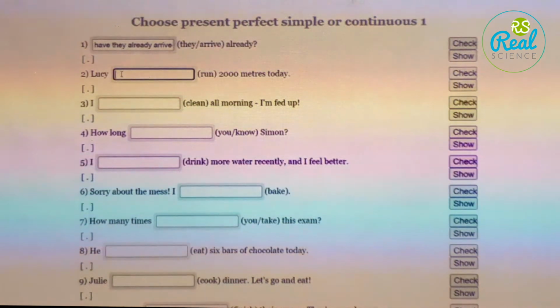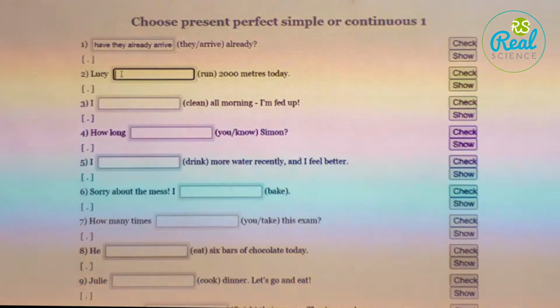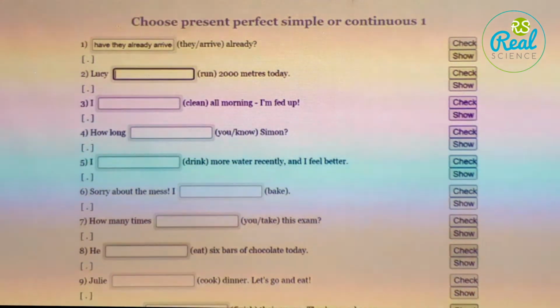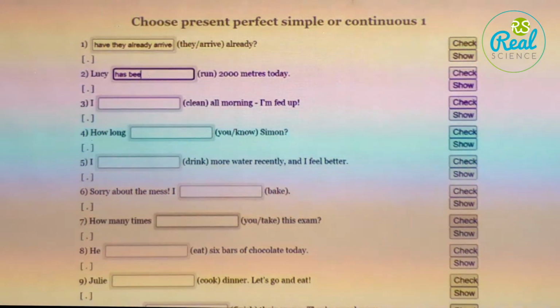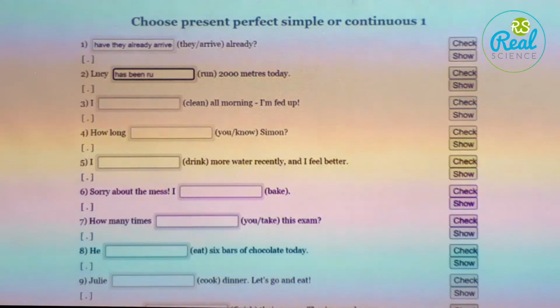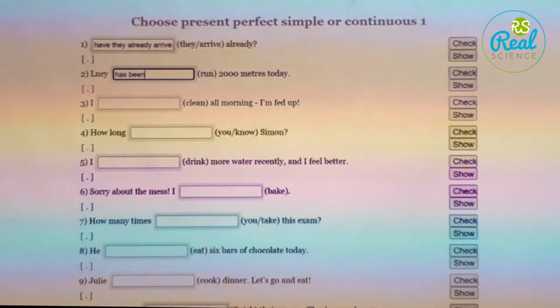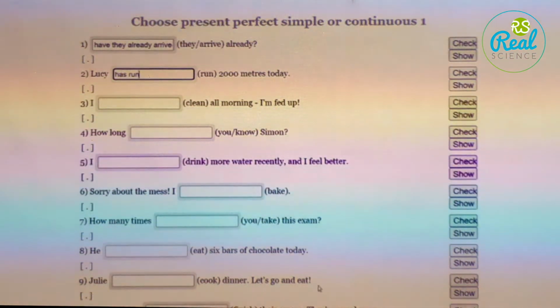Here we have Shomansur. Can you do the second one? Lucy has run. Has been running. Has run or has been running? Shomansur, what is it? Has run. Okay, has run. Okay, we will see. So next one.